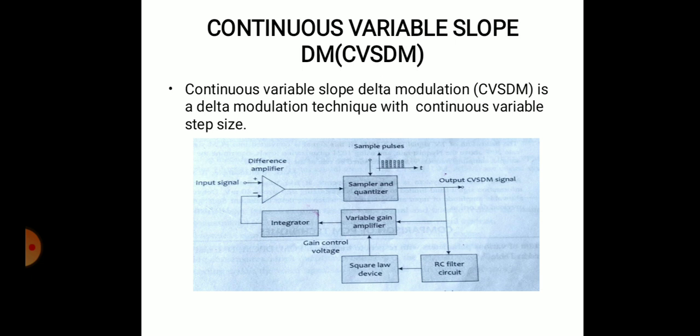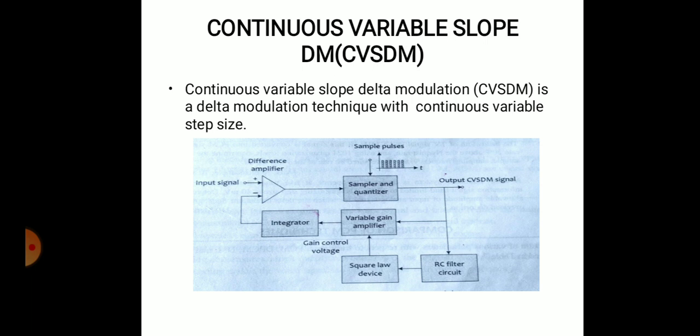Now how does it work? First of all, you can see that the step size is varied by controlling the gain of the amplifiers and the integrator circuit. The continuously varying variable gain amplifier has a low gain when the gain control voltage is zero, and the gain control circuit consists of an RC filter circuit and a square law device. Just below this block diagram, there is a square law device and RC filter circuit, which can control the gain, and is called the gain control circuit.